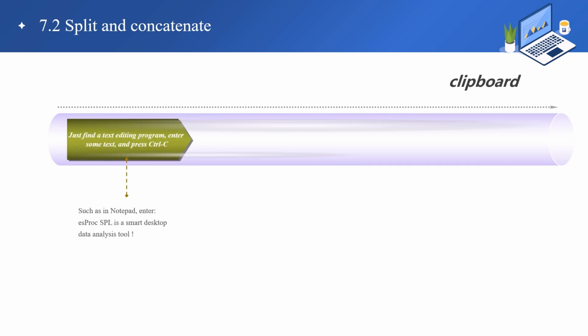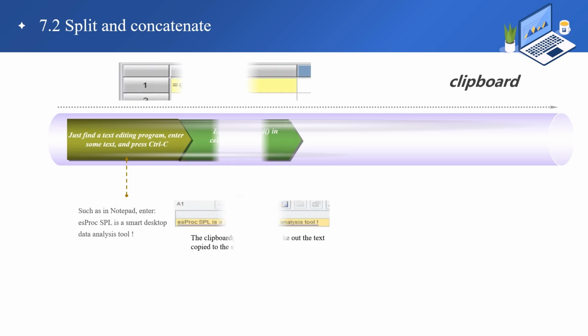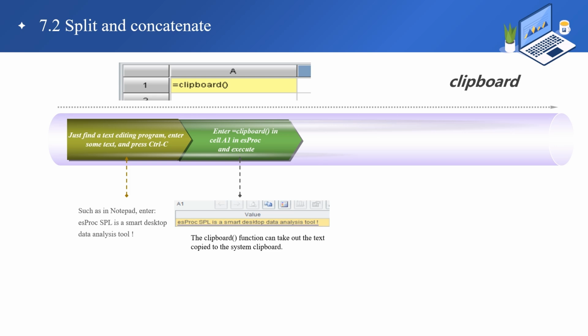Just find a text editing program, such as Notepad, enter some text, select it, and then press Ctrl+C, which is the familiar copy action. Now switch to sproc, create a new cell set, enter equals clipboard in cell A1, and then execute to see the value of cell A1. The text just copied in Notepad is now here. The clipboard function can take out the text copied to the system clipboard.